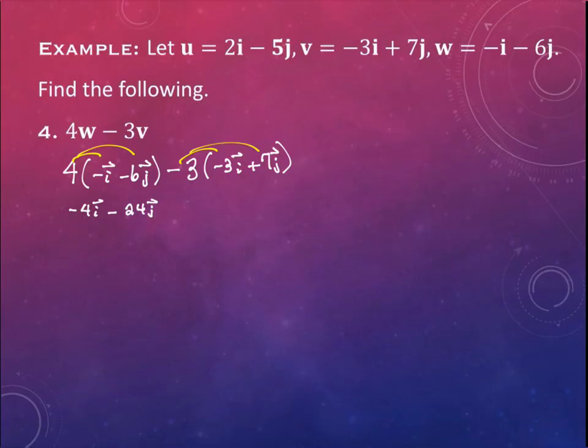We'll distribute the next one. So then I have plus 9I. My i's are getting sloppier as I go. And then minus 21j. All right, how many i's do I have? 5. There's 5 i's. How many j's do I have? Negative a bunch. How many? 45. Yeah. Negative 45j.